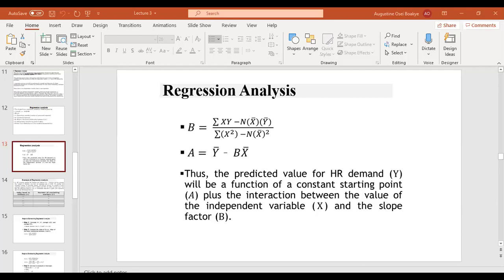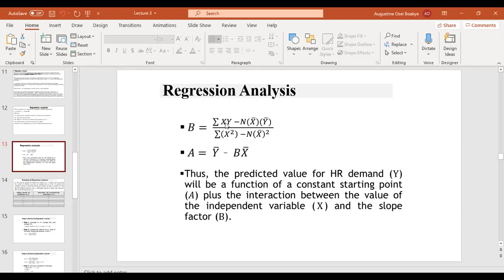Now, let's look at the formula again. One section of the formula requires that we get summation of xy. To do that, it means we have to multiply x times y. Do you all agree? Hello? Yes, sir.